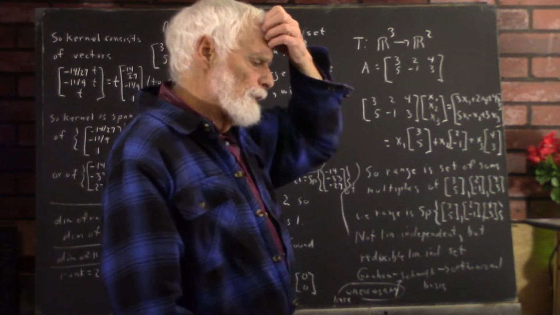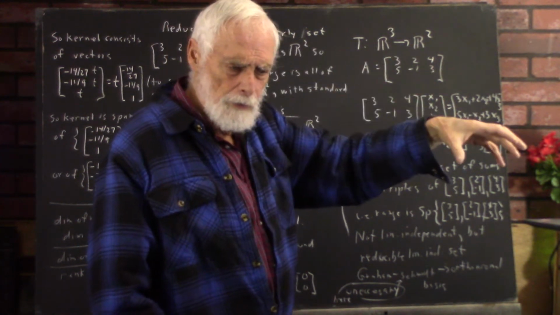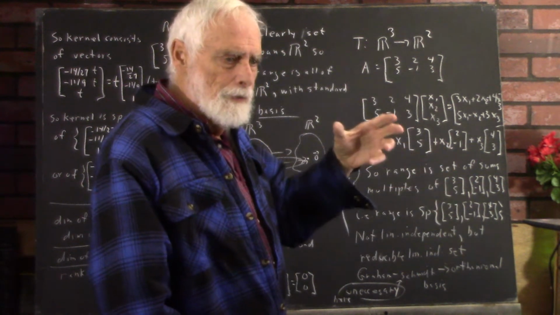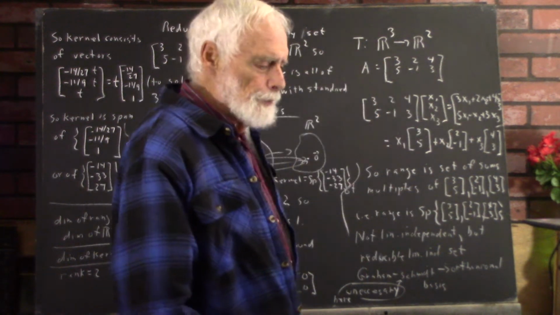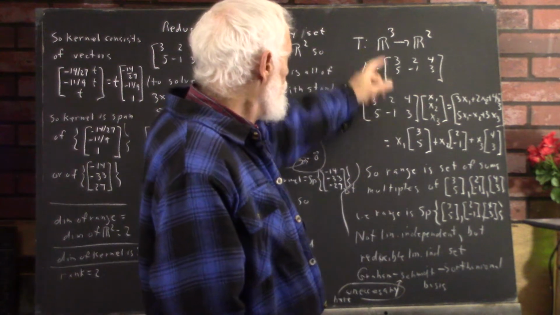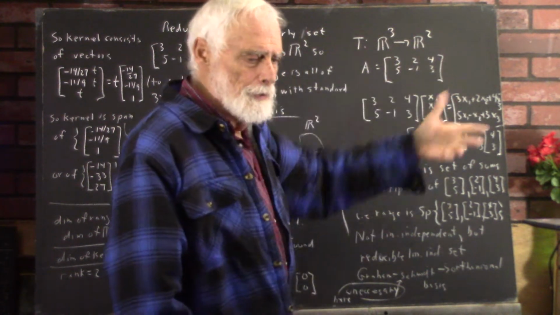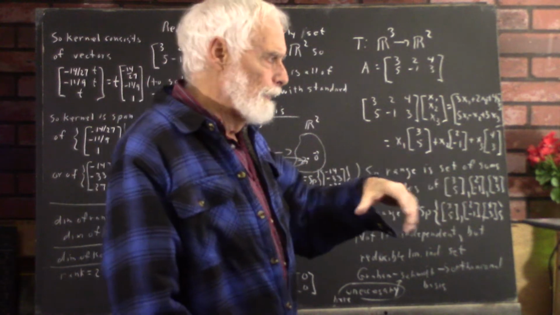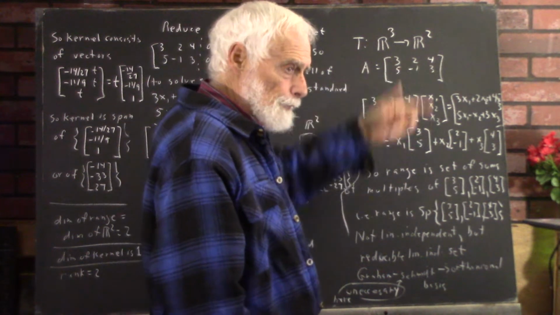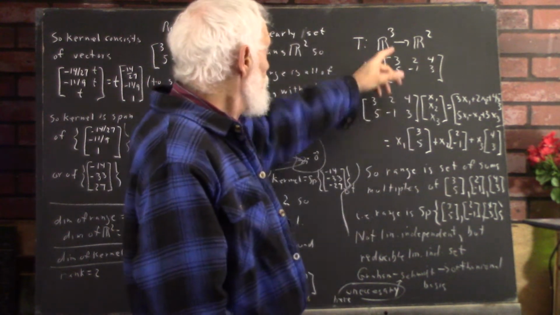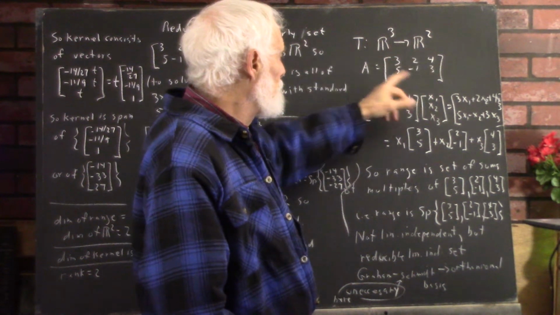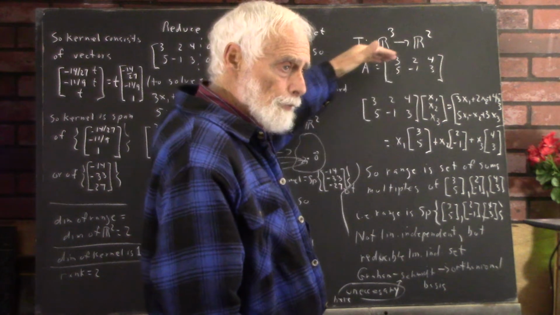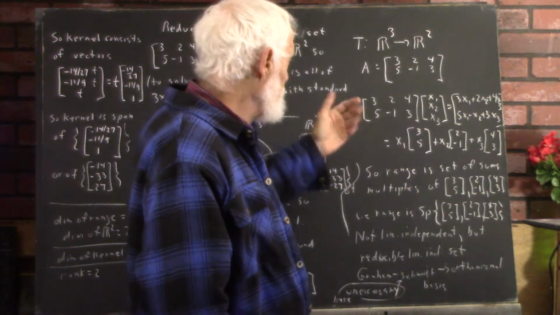The situation was something about a mapping from R6 to R5, but I chose to simplify the arithmetic and just go R3 to R2, which in principle is no real different than going R6 to R5. It's just that you have smaller matrices for this one. So a mapping from R3 to R2 could be defined by the matrix that you see here. It's a 2 by 3 matrix.